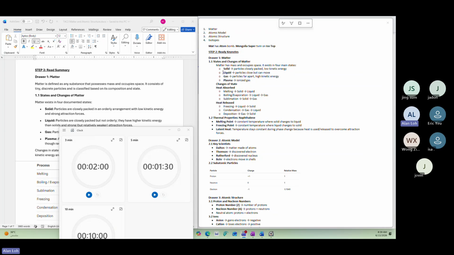And we are in step 2 right now. Step 1 is this one. If you want to just copy it quickly, you can copy it. I will continue on step 2. We are in drawer 1 and drawer 2.